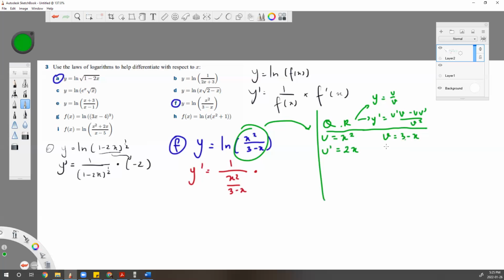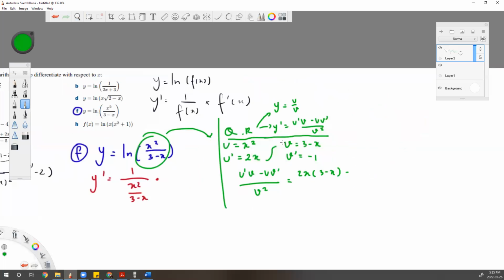u prime is 2x, and v prime is -1. So you just write u prime v minus u v prime, over v squared. So 2x times 3 minus x, minus, -1 times x squared is -x squared. Minus will become positive later on. Over 3 minus x bracket square. You can go forward. 6x minus 2x squared plus x squared over 3 minus x bracket square. That's the answer for the inside.